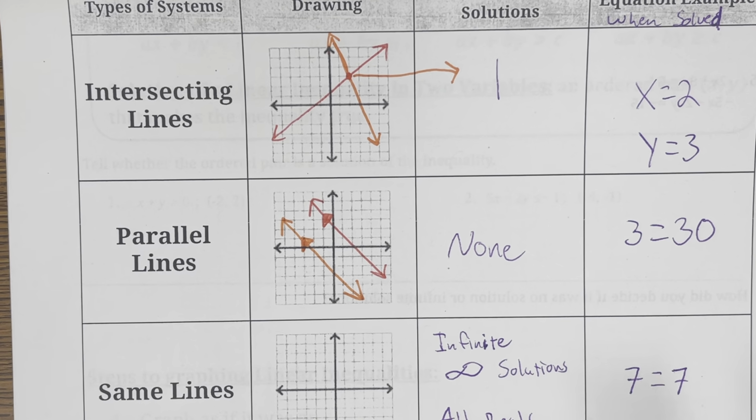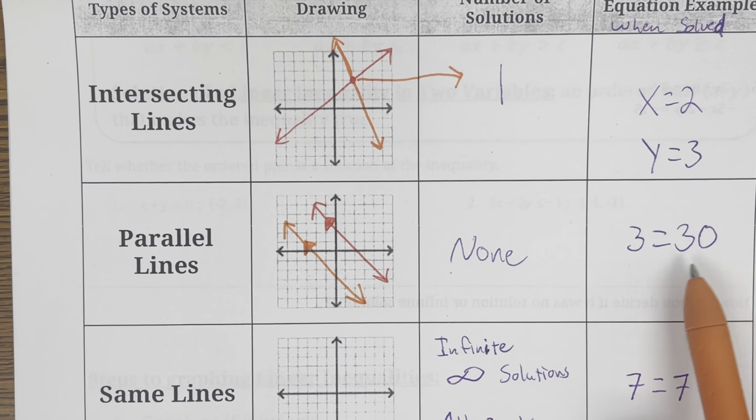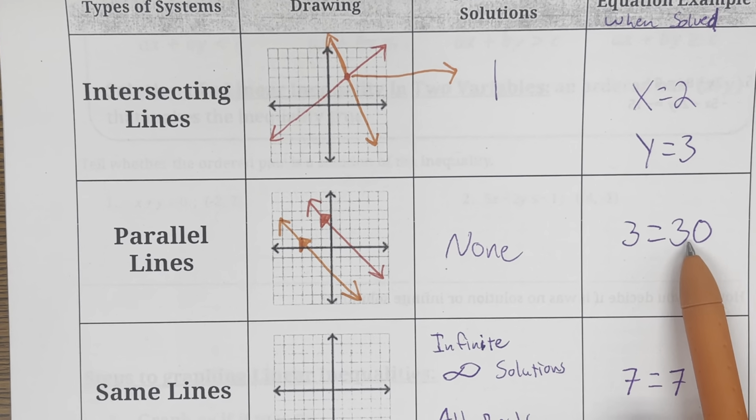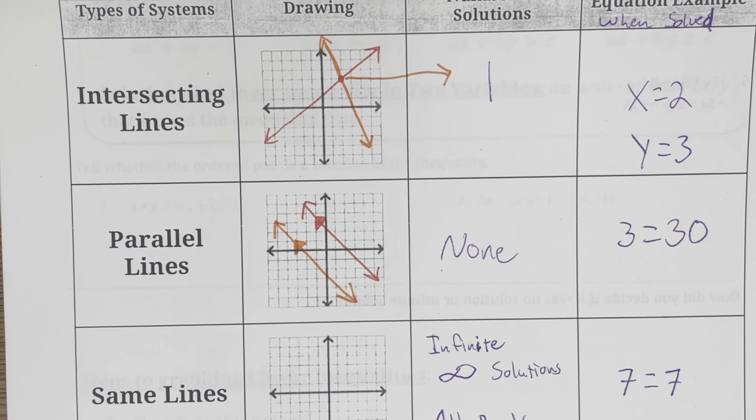An example is when I'm solving this, I might end up with something like 3 equals 30. That is not true. Can't happen. And if I come across something that isn't true, that means there are no solutions to the system.